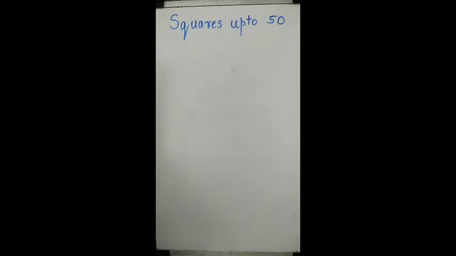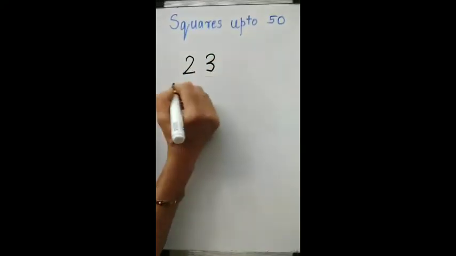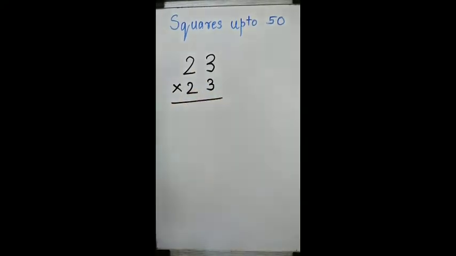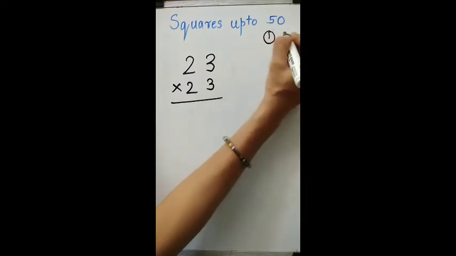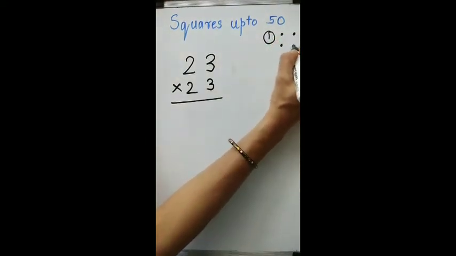Then let us learn one more trick, children, to find the square of a number between 1 to 50. This method could also be called the dot method. So we'll take an example, that is 23 into 23. So I have to find the square of 23. Now my first step goes like this: I represent my number in the form of dots.